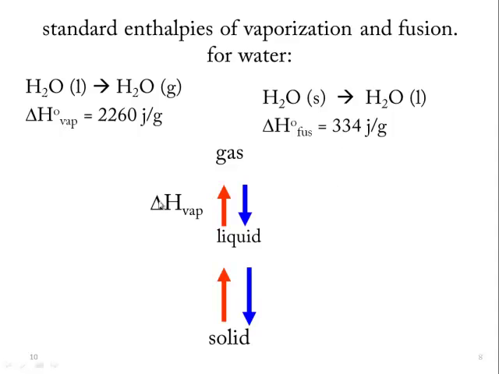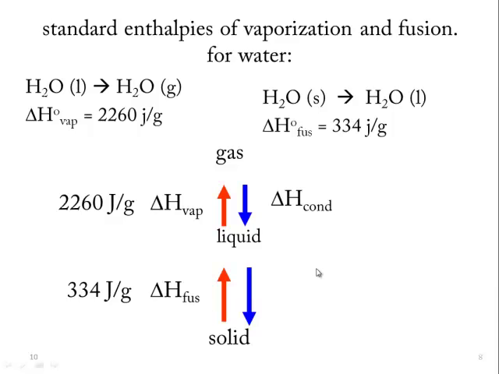So that would be right there, the enthalpy of vaporization, turning water from a liquid to a gas. And here it is to melt it. They don't use the term melting, they use the confusing term enthalpy of fusion. 2,260 joules per gram, 334 joules per gram.